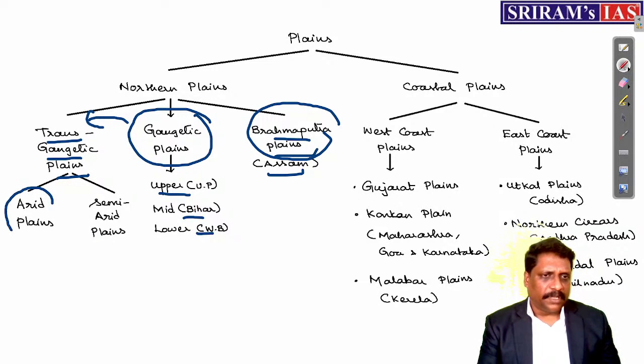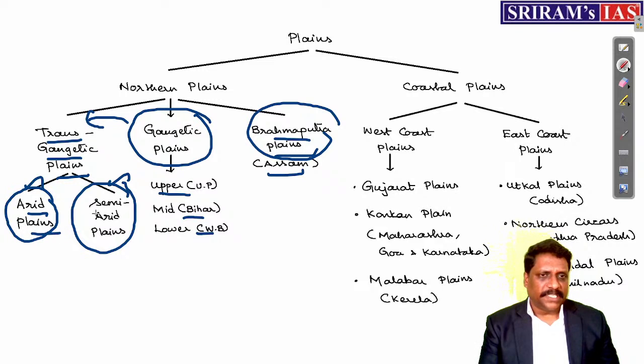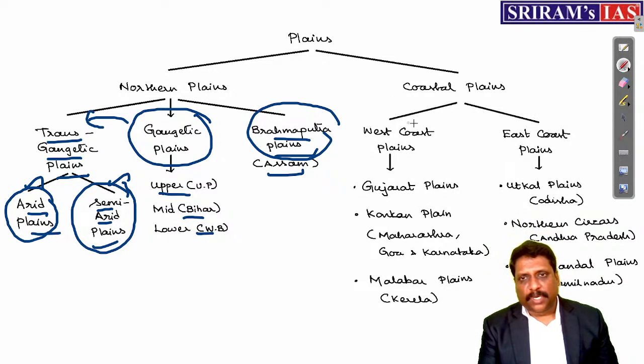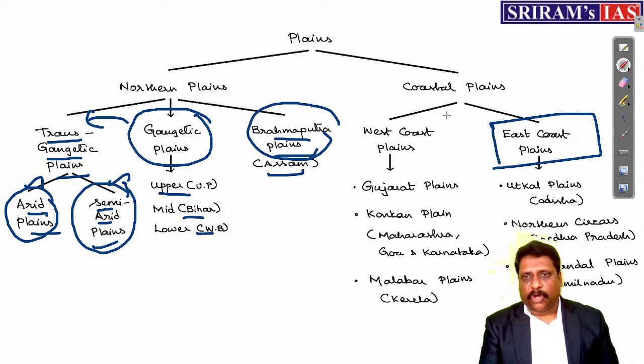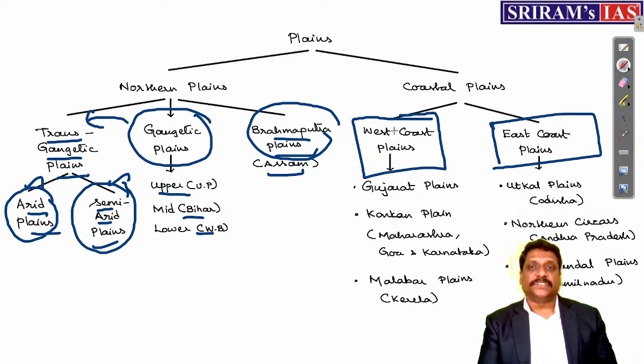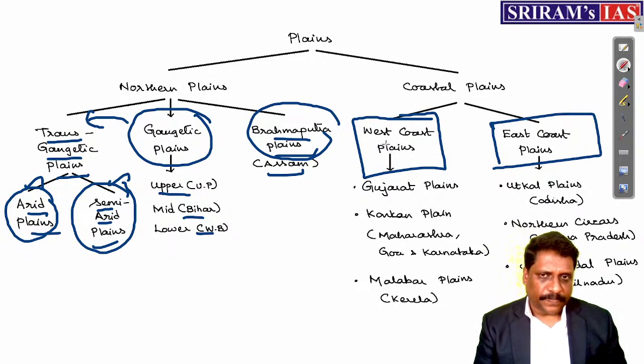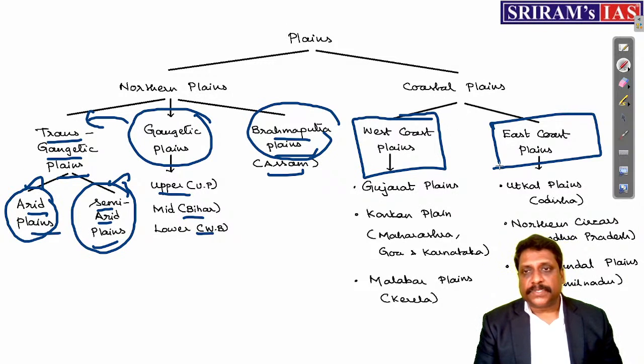The Trans-Gangetic plain, again for my convenience, I am classifying based on the prevailing climate as arid plains and semi-arid plains. On the other hand, when I talk about coastal plains, I can classify them as East Coast plains, the Bay of Bengal plains, and plains along the Arabian seaside, which I call West Coast plains.